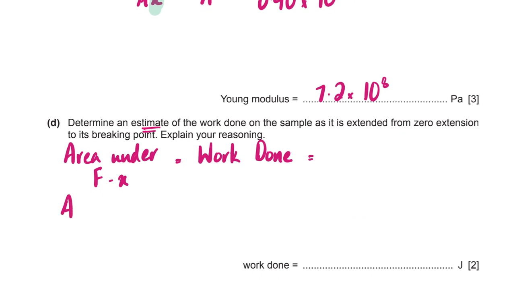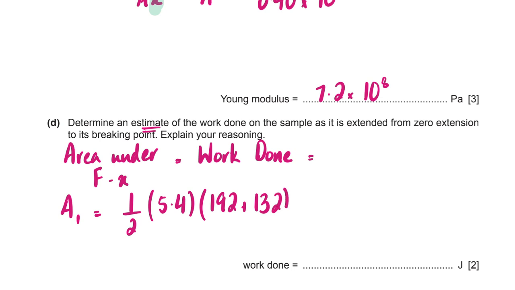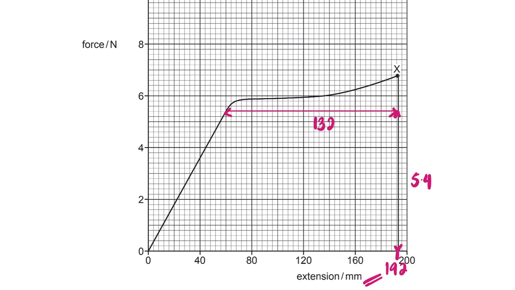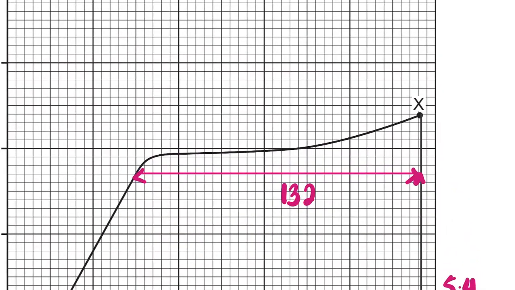So I'll first do A1, which is half into height, which was 5.4, into the sum of parallel sides, which was 192 plus 132, and all of this is with a 10 to the negative 3. So let's first work this out. Half into 5.4 into 192 plus 132 into 10 to the negative 3. This is 0.8748 joules. Then I'll go back here and try to figure out the area of this, right?